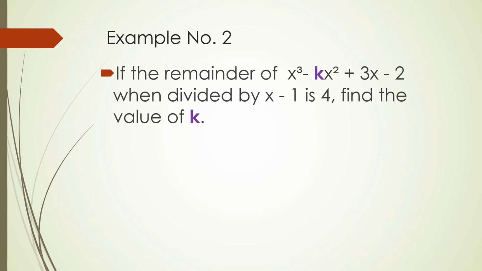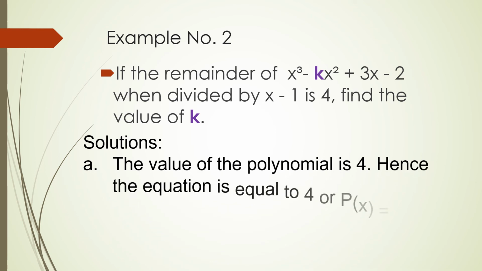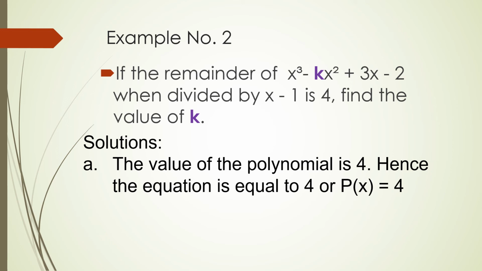Now, this is quite challenging because there are two variables. We have k and we have x. But don't worry, madali lang to. So, solutions. The value of the polynomial is 4. So, based on the problem, it is 4. So, it means the value of the polynomial is 4. Hence, the equation is equal to 4, or p of x is equal to 4.